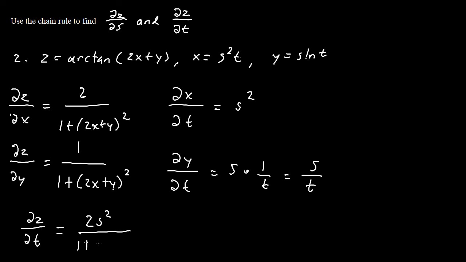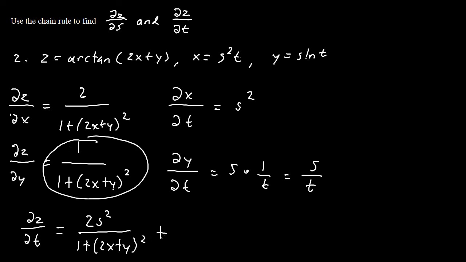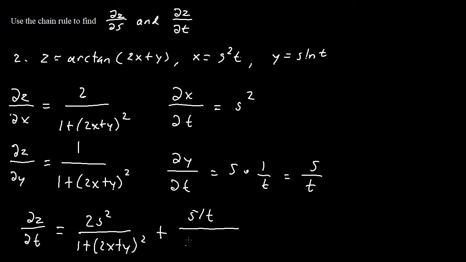over 1 plus (2x plus y) squared, and then plus the partial derivative of z with respect to y times the partial derivative of y with respect to t. So then if I multiply those two, I'll just leave s over t in the numerator. So we get s over t over 1 plus, same common denominator here, (2x plus y) squared.